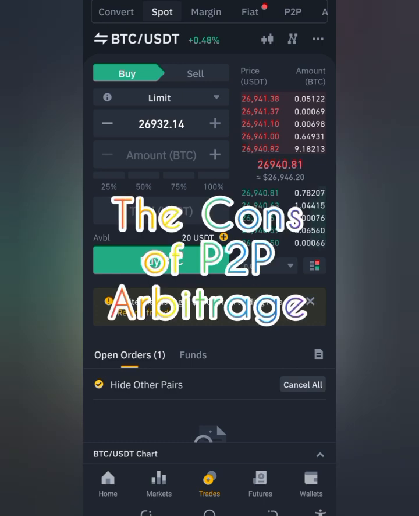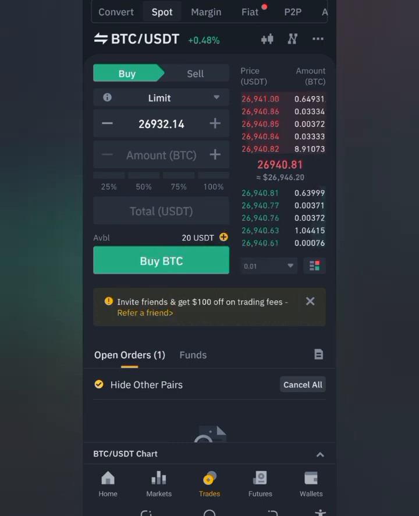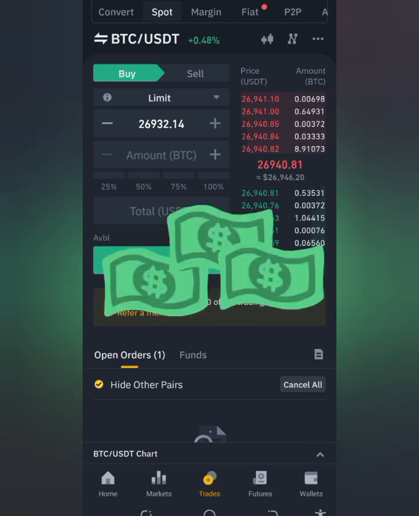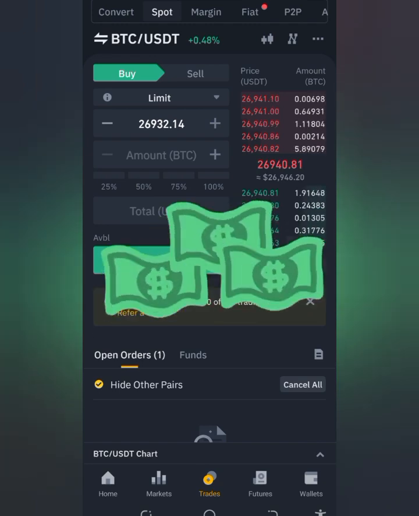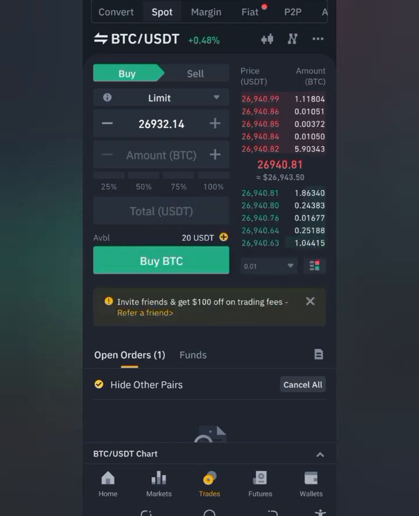Now, what are the cons? You need to have a lot of money to get started. As a merchant, you must have a minimum of 1,000 USDT in your funding wallet, not your spot trading wallet, in your funding wallet, just there waiting to fulfill requirements. You must have it there. So it's very important. It's a high barrier to entry because you need to have money to do this.